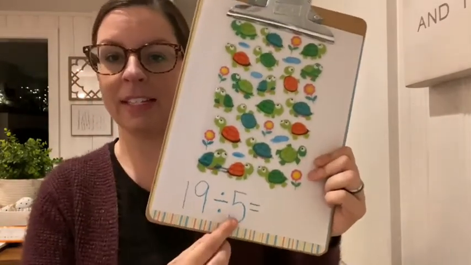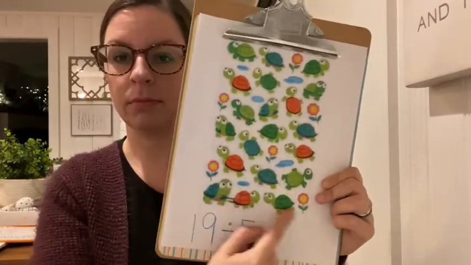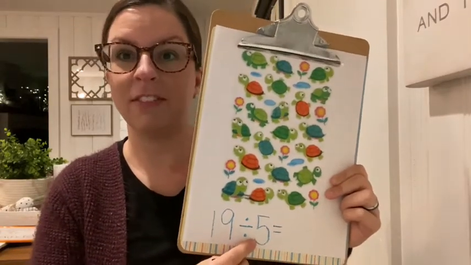Okay, and there are 19 turtles on this sheet right here, and we're going to divide them into groups of 5.